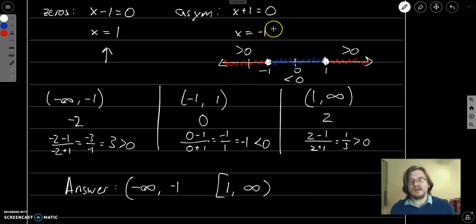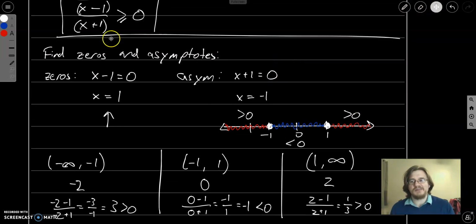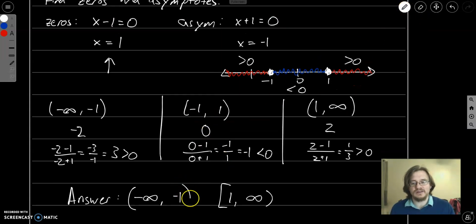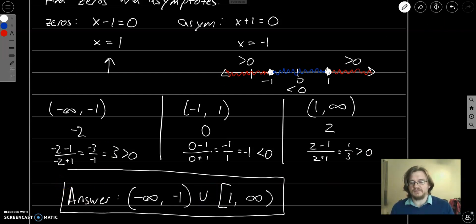So here we have to be a little bit careful. Our fraction is equal to 0 when x is equal to 1, so I need to include 1 in my interval. My function has an asymptote at negative 1. Why? Because if I plug negative 1 into my function, I'm dividing by 0, and I can't do that. So I can't include negative 1 in this region. It's not part of the domain. So here's my answer. We have the region from negative infinity to negative 1, and the region from 1 up to infinity.